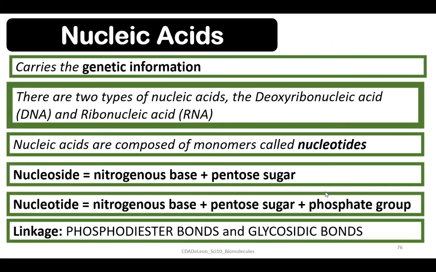Now let's discuss nucleic acids that carry the genetic information. So there are two types of nucleic acids, the deoxyribonucleic acid and the ribonucleic acid, DNA and RNA. Nucleic acids are composed of monomers called nucleotides. A nucleoside is a nitrogenous base plus a pentose sugar, while a nucleotide is composed of a nitrogenous base, pentose sugar, and phosphate group. When complete, that one unit is a nucleotide. The linkages present in nucleic acids are the phosphodiester bonds and glycosidic bonds.